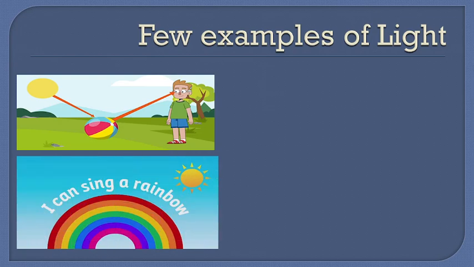Next, you see the rainbow. How is a rainbow formed? When light comes from the sun, it strikes the water particles present in the atmosphere. Inside the water particle it is reflected, then it is refracted through the water particle, and it gives various colors. In a rainbow there are 7 colors, which we call VIBGYOR: violet, indigo, blue, green, yellow, orange, red.